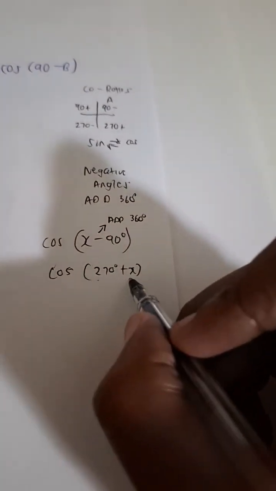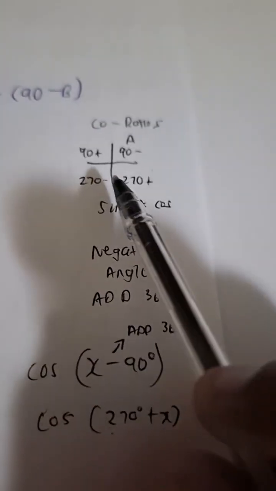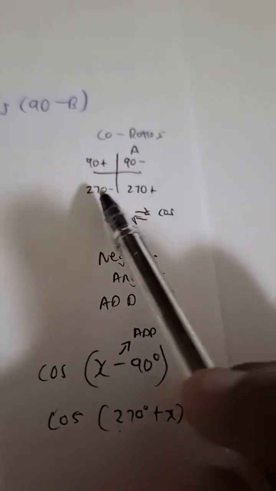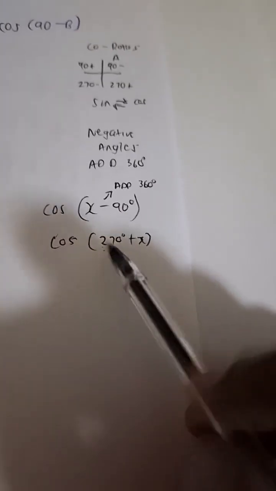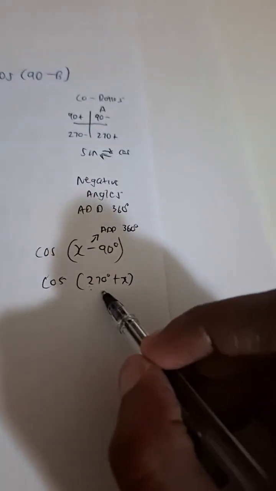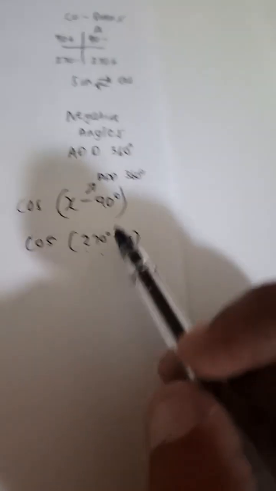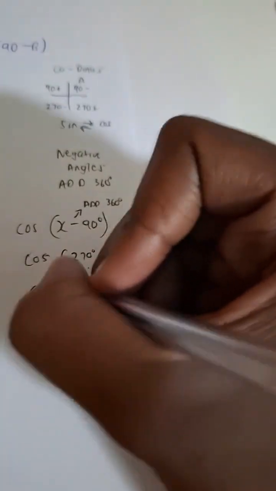And then when you have cos of 270 degrees plus x, remember, what did I say? I said co-ratios are 90 minus, 90 plus, 270 minus, and 270 plus. So then obviously you would reduce this, and 270 plus is in which quadrant? It's in the fourth quadrant. How is cos there? It is positive. So your answer would be cos of x.